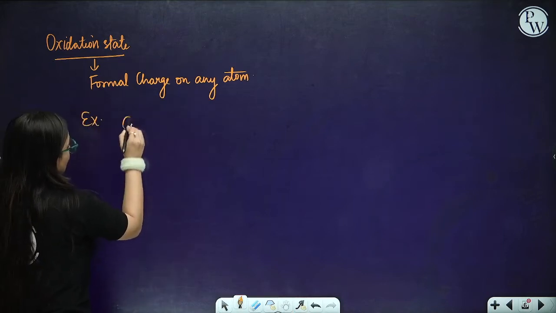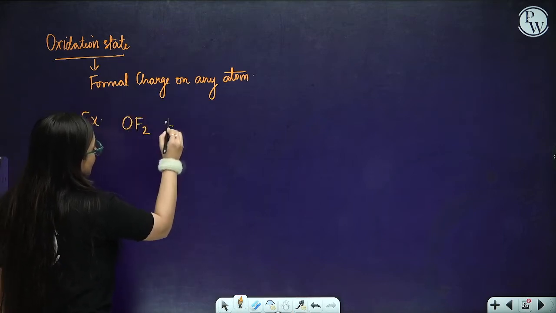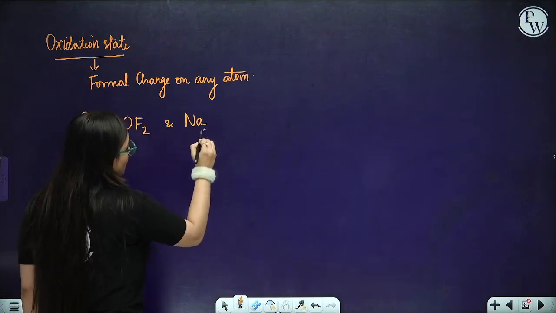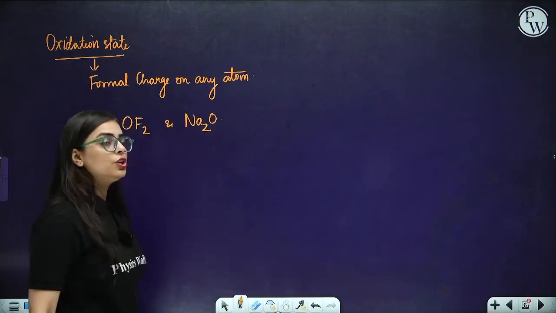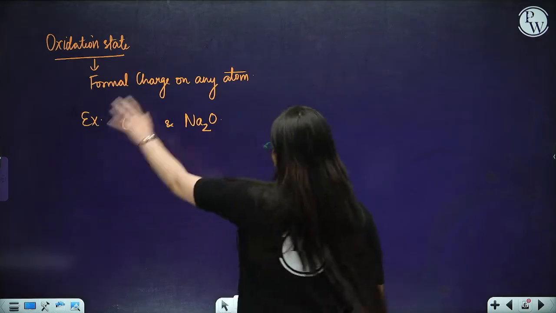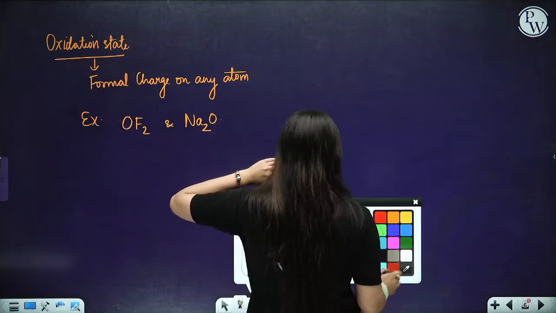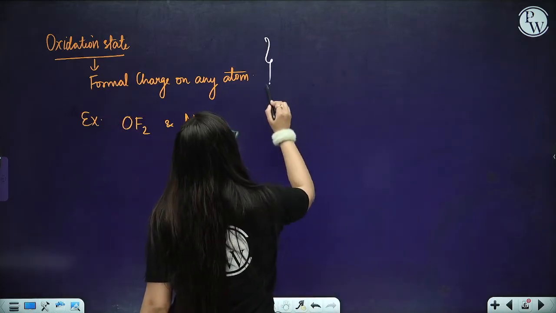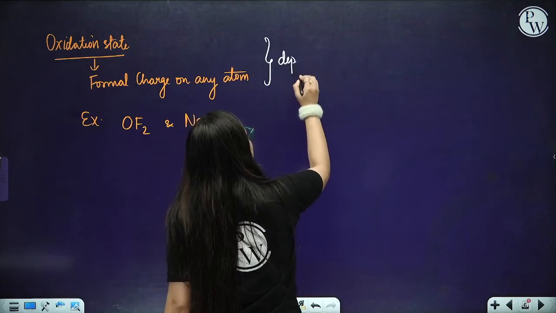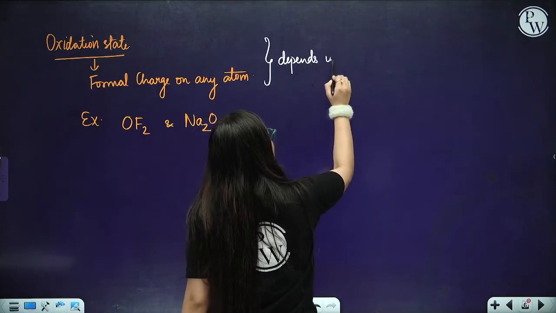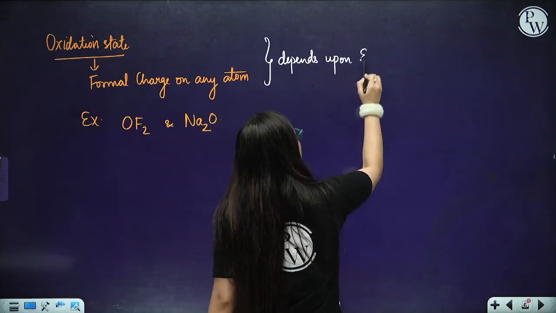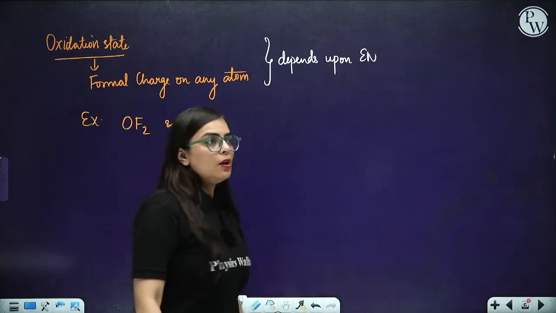For example, I have OF2 and I have Na2O. Now the thing which I want you all to understand is that this oxidation state basically depends upon one factor. It depends upon electronegativity. Now what is electronegativity?